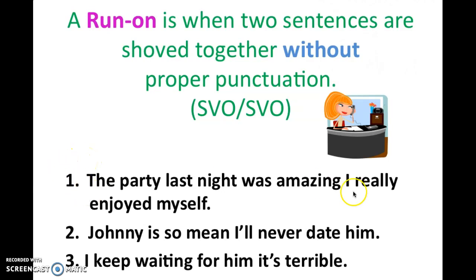So here's the first sentence. Tell me where you think the run-on is. Where does one sentence end and when does the next sentence begin? The party last night was amazing. I really enjoyed myself. Johnny is so mean, I'll never date him. We're looking for 1 sentence, and then where does the next sentence start? I keep waiting for him, it's terrible.